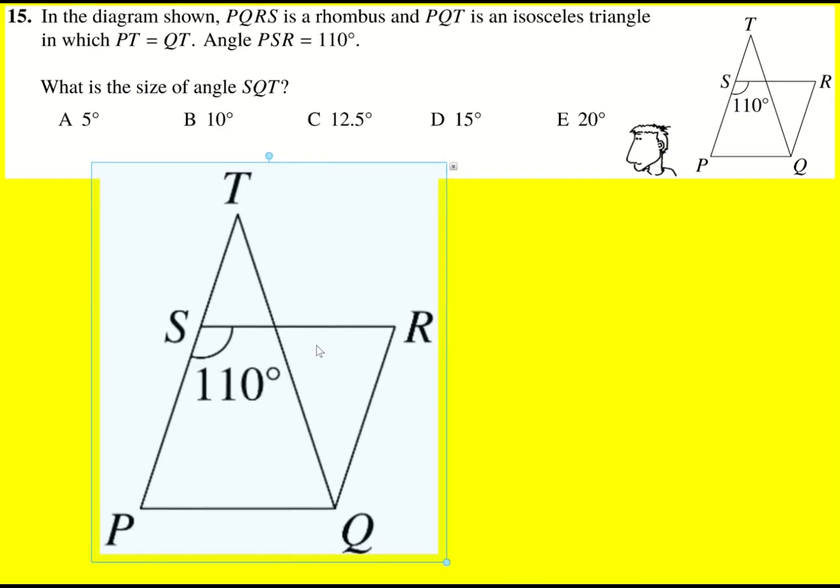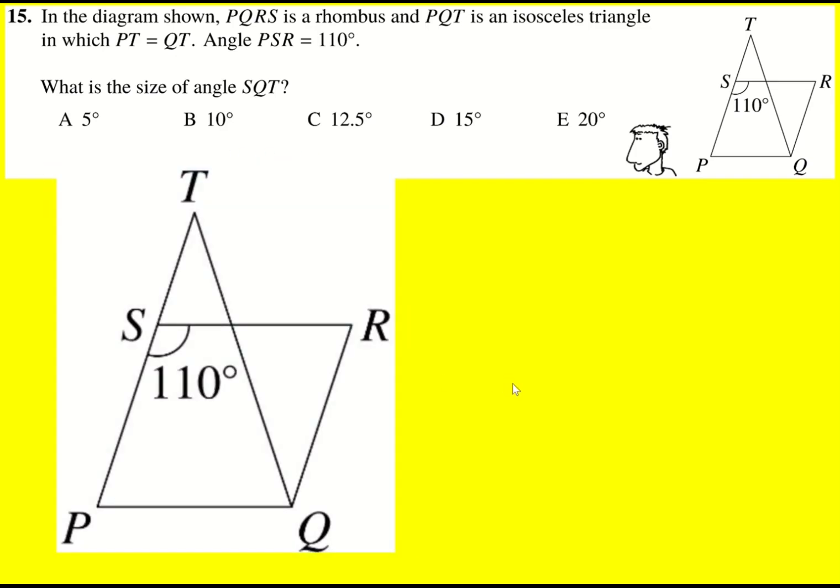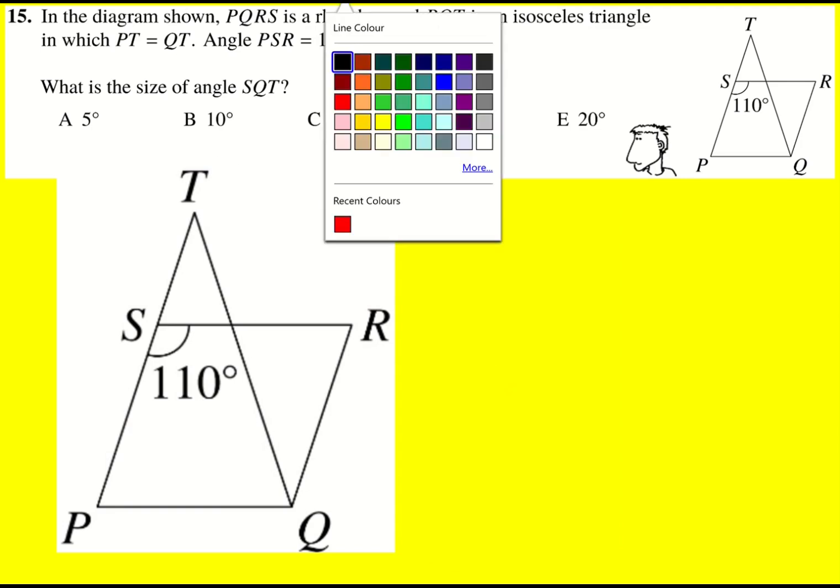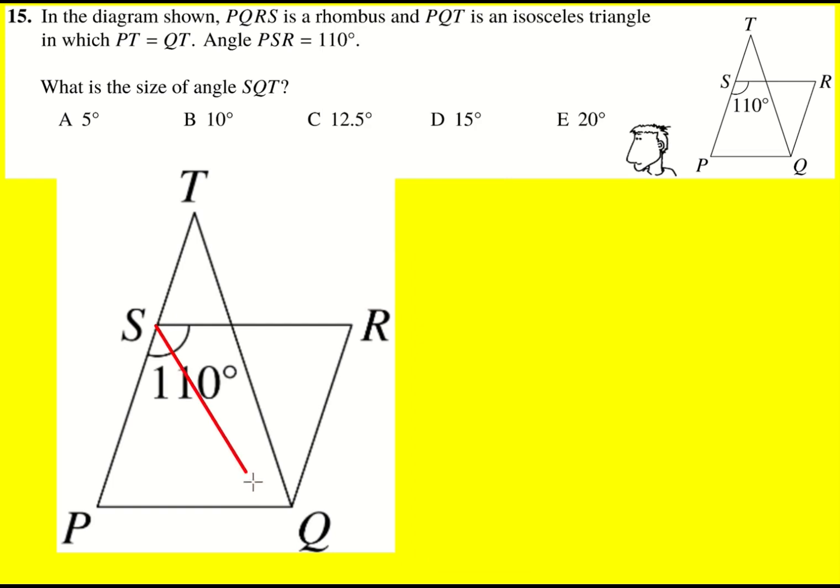We have a rhombus and an equilateral triangle that are interlinked. We're probably going to use the properties of both at some point. Interested in angle SQT. So I start at S, I head to Q, I head back to T. It's the angle made in between. This one, that's what we're trying to find.